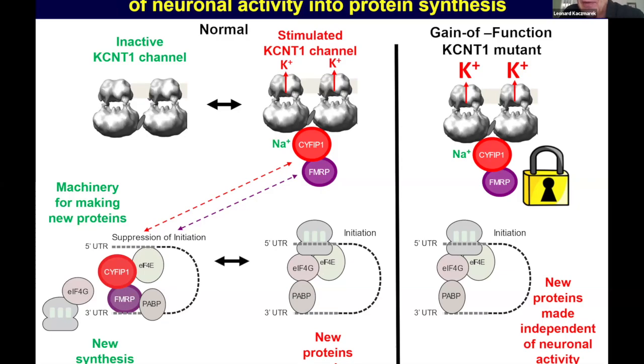So we have studied a gain of function R474H mutation, and we have a mouse model of that. And we've compared what happens with the normal channel with this gain of function mutation. And what we find is that both FMRP and CYFIP are constitutively bound to the channel. There's very much less CYFIP1 and FMRP on the initiation complex.